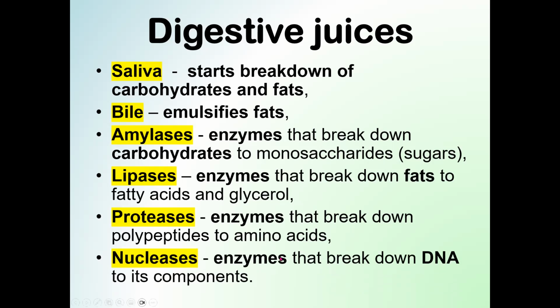We also have nucleases, and they break down the DNA and the RNA into its components. Now, we have a huge amount of DNA in our system, and it needs to be broken down too. And everything's recycled. So it's a complicated system.